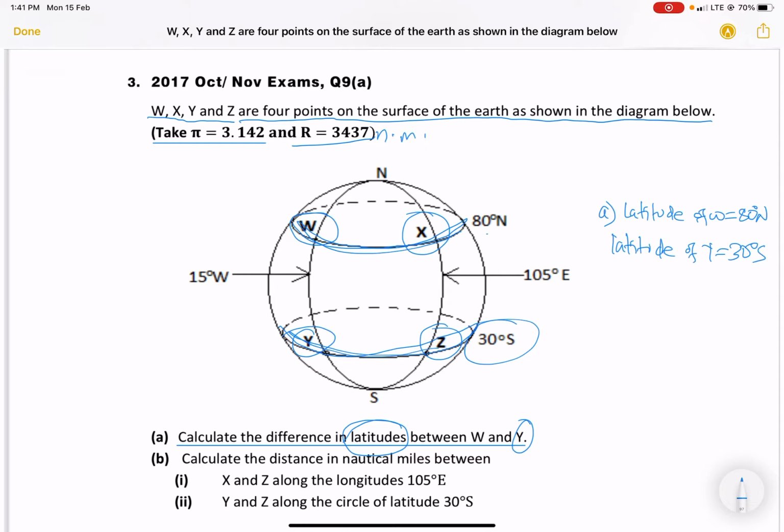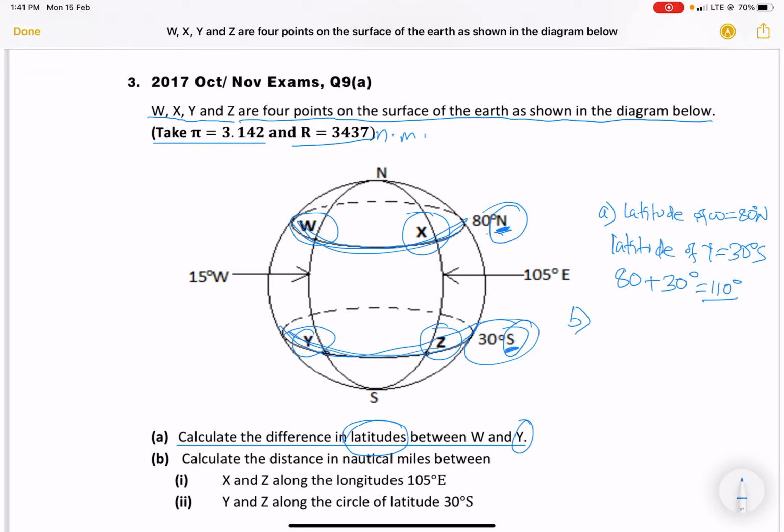Now look at their poles. For 80 degrees, the direction is north. For 30 degrees, the direction is south. So north and south are different poles, then it means you add. So add 80 plus 30 degrees, which will give us 110 degrees. That's our answer. So that's how you find the difference in latitude. Same poles, subtract; different poles, add.